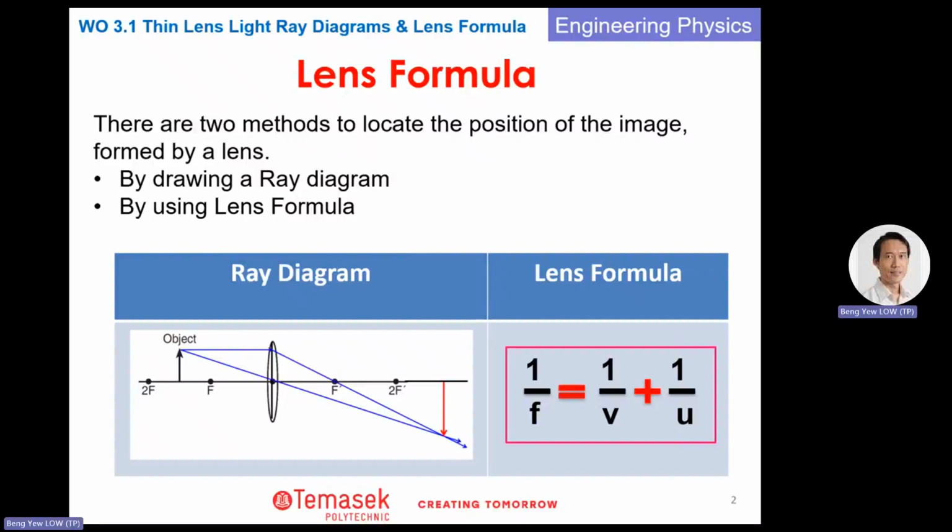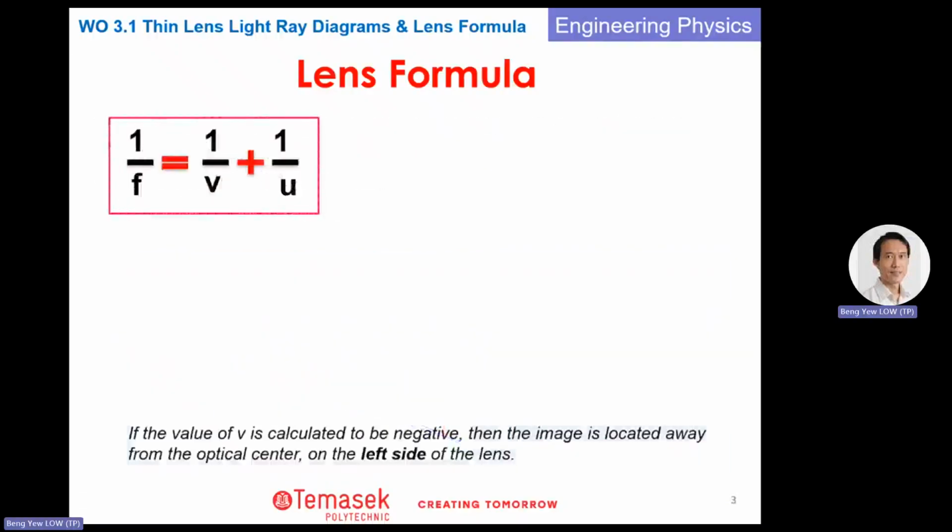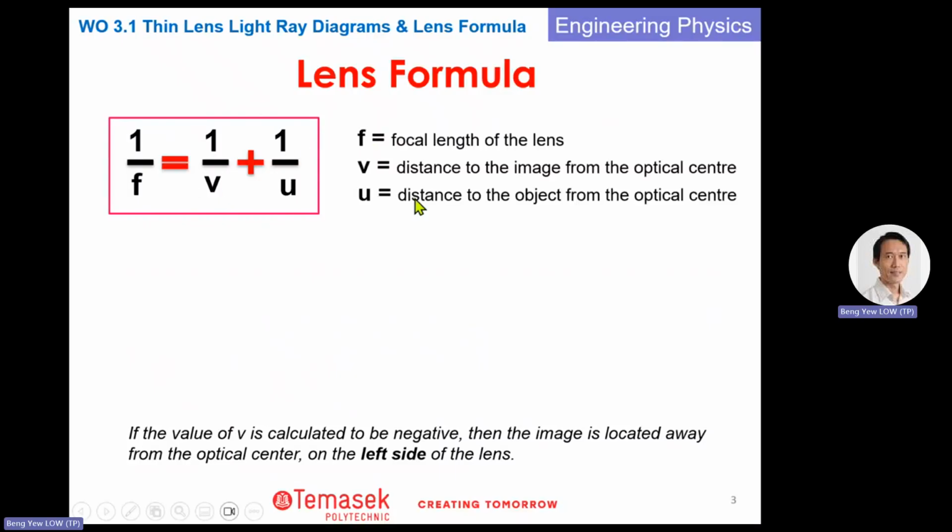The alternative to finding the variables would be to use a light ray diagram that is drawn to scale. This formula is easy to remember as it is similar to finding the total resistance in parallel. What do the notations represent? F is the focal length, V is the image distance, and it is measured from the image to the optical center. U is the object distance and is measured from the object to the optical center.